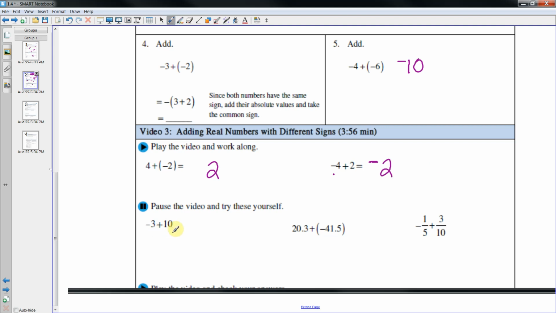Okay, negative 3 plus 10, subtract them. 10 minus 3 is 7. 10 is larger, so I have a 7. I'm negative $3 in the hole. I just made a $10 deposit. That got me out of the hole, $7.